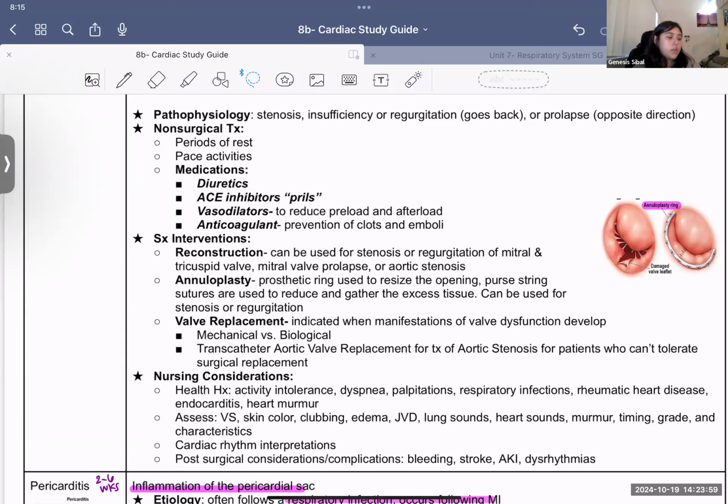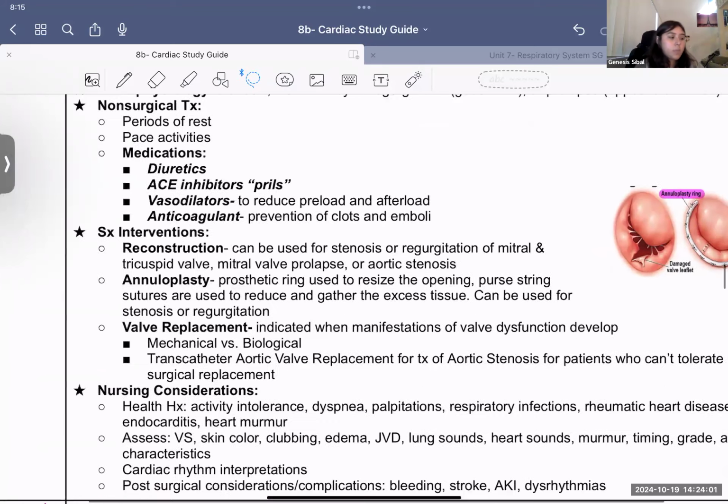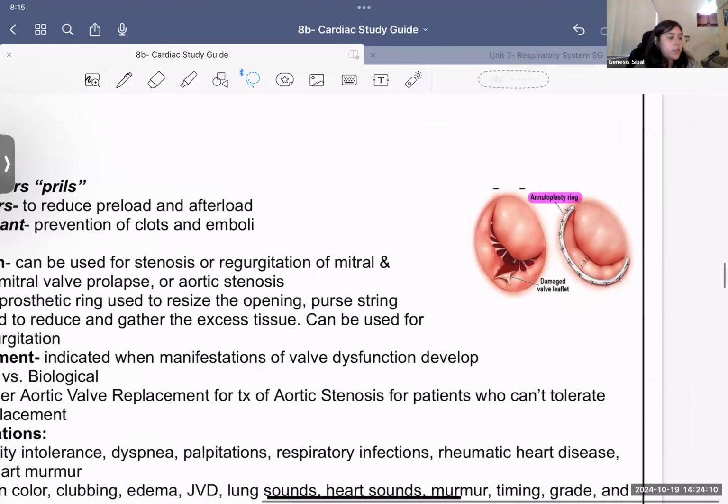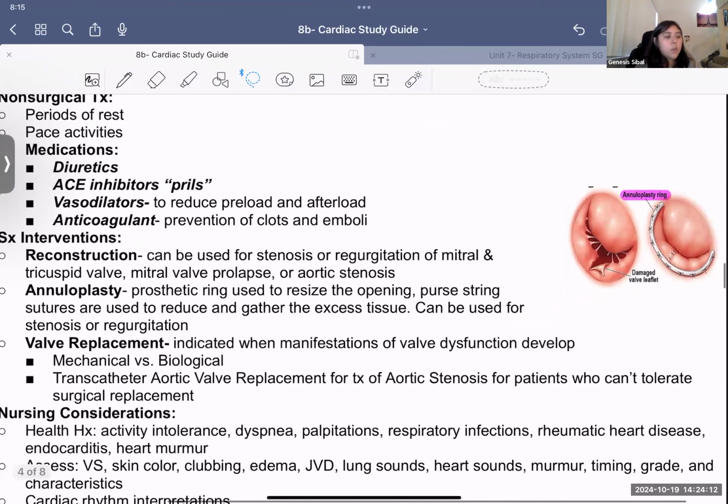So with the surgery, again, I feel like she didn't talk about this, but basically reconstruction, you're just fixing what's going on. Like with the prolapse, let's fix the leaflets. An annuloplasty, it's basically what this is. So it's just basically getting a ring to resize the opening. You're going to put sutures around it to gather excess tissue, and it can be used for both.